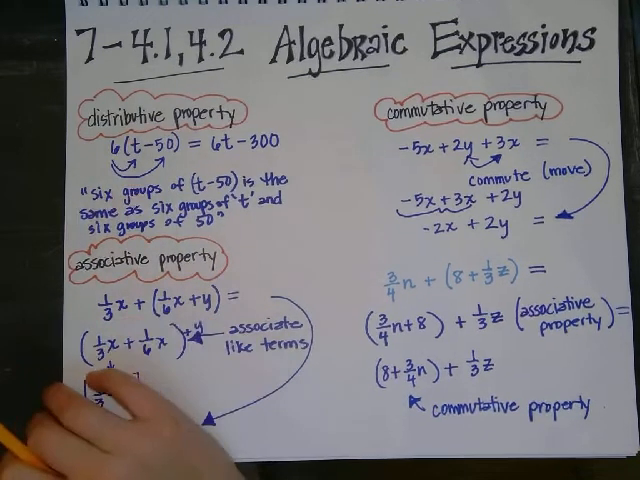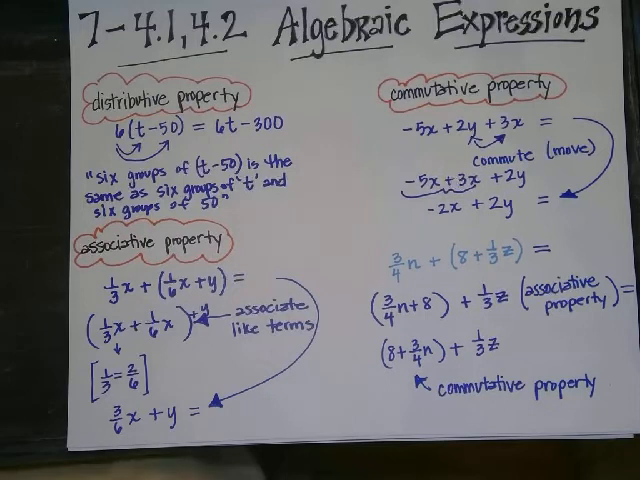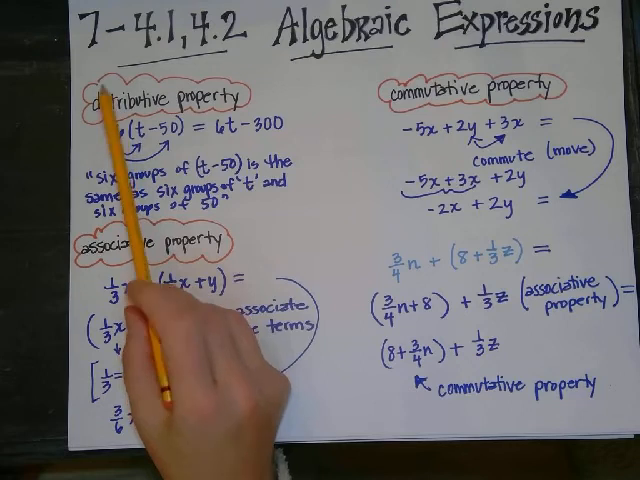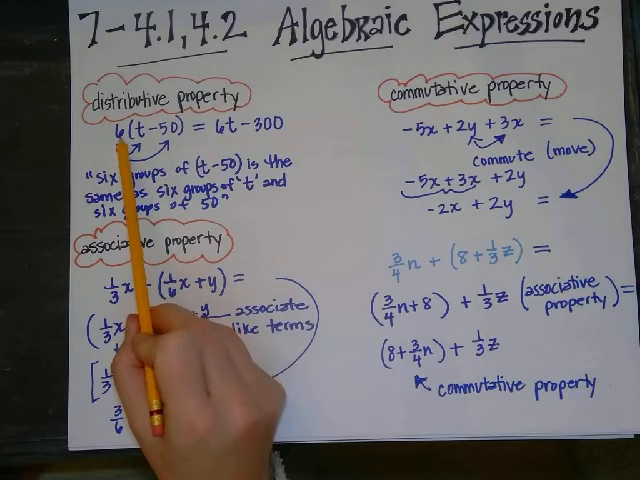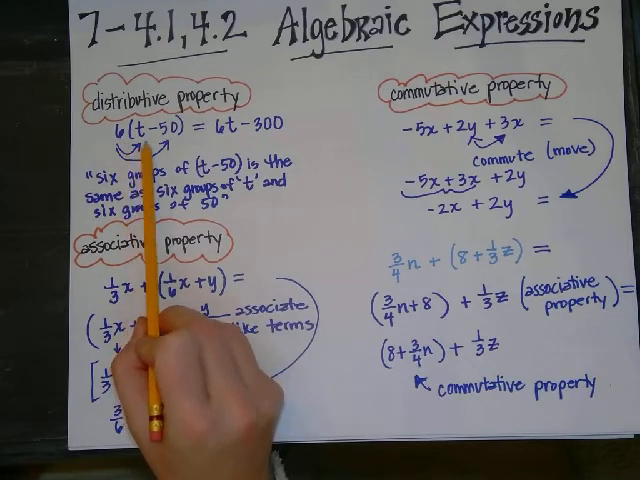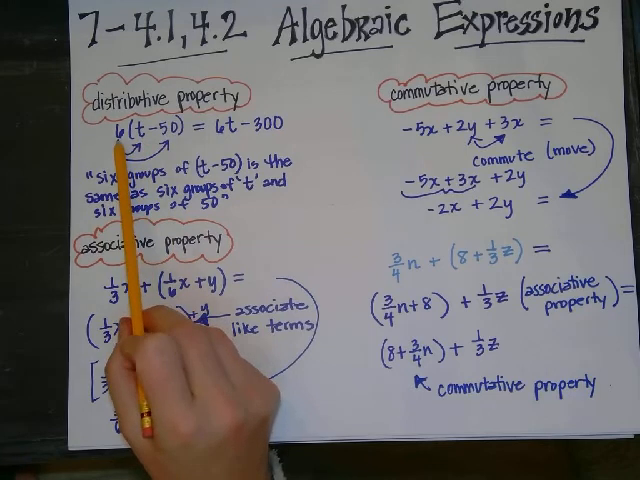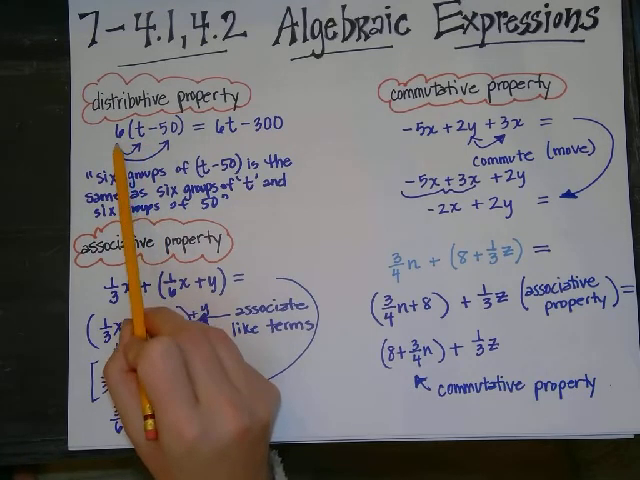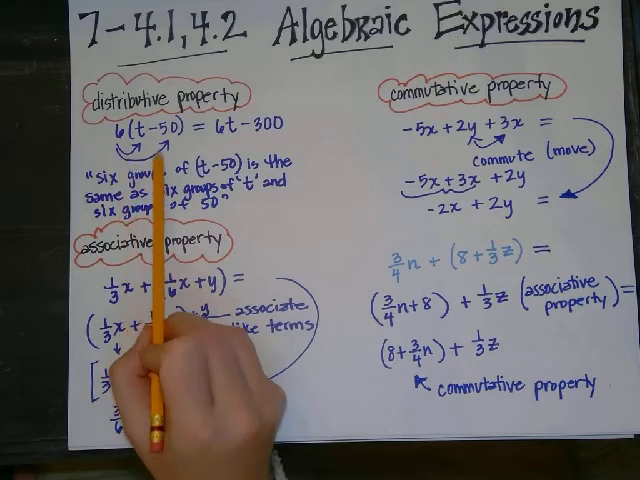I know you've seen the distributive property before. This comes up in 6th grade math as well, but really think about distributing as handing out. And so the distributive property is handing out or distributing across the other factors. So we have 6 multiplied by this whole factor, t minus 50. So we have to distribute that 6 across all those factors.